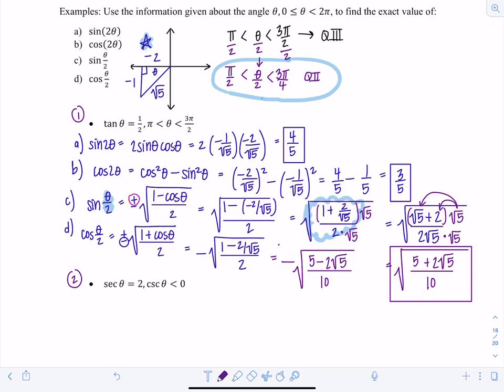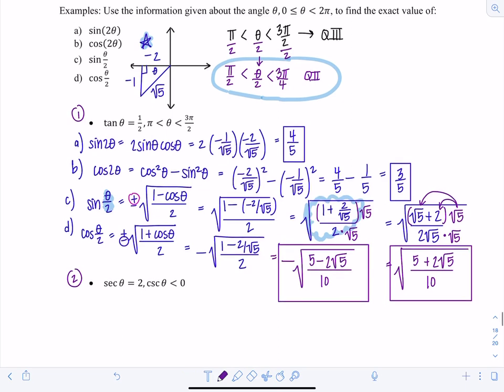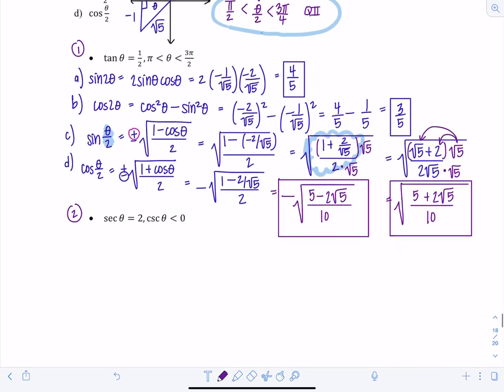Okay. So simplifying those half angles can be a little tricky. So just be patient. If you need to review some of your rules for radicals, that's totally normal.